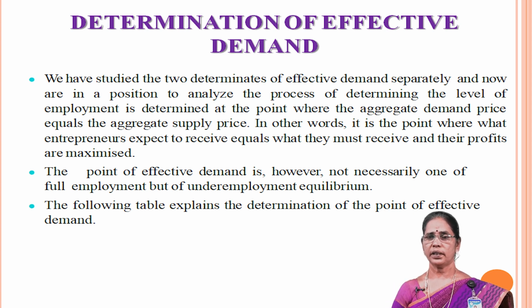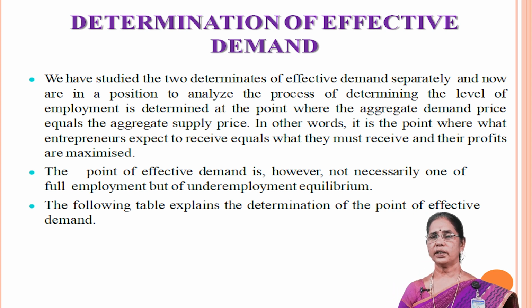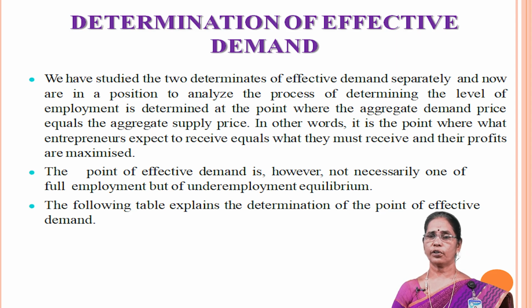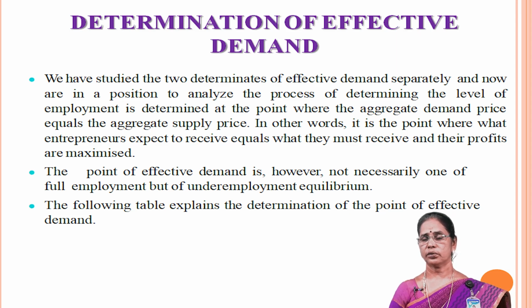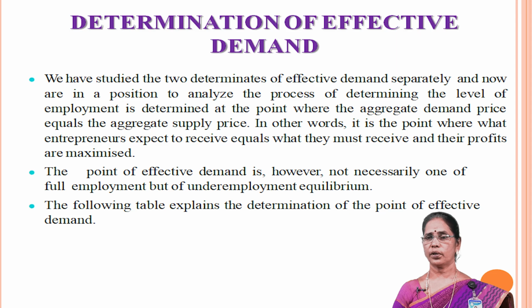Now let us see the employment level. It is increased from 20, 25, 30, 35. After that, it is maintained at a constant level, that is 40 lakhs, 40 lakhs, 40 lakhs. And the aggregate supply price is increased from 215, 230, 245, 260, 275, 290, 305.